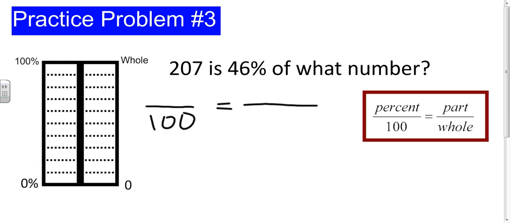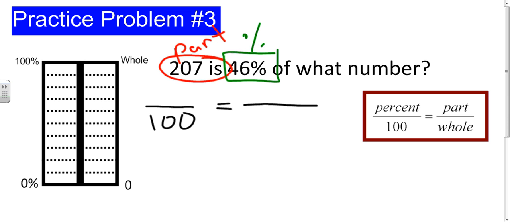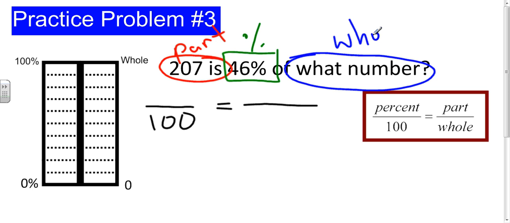So 207 is, this is telling me my part. 46% is my percent. Of what number? I'm not sure what the whole is. That's what I'm trying to identify here. So the whole is going to be the variable. The percent is 46%, so 46 out of 100, and the part is 207.